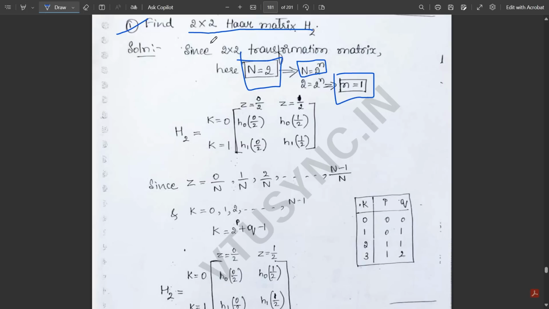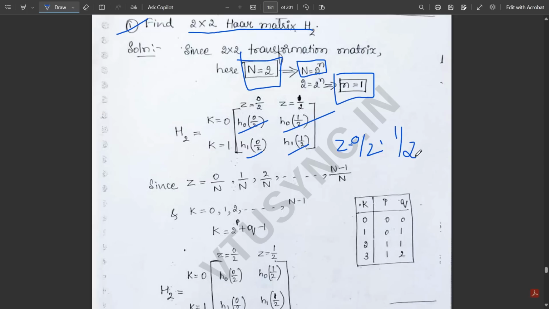Since they have asked for a 2 cross 2 matrix, this is the 2 cross 2 matrix built here, and the z value would range over 0 by 2 and 1 by 2, and the k value is either 0 or 1. These are the elements present in the Haar matrix: h0 of 0 by 2, h0 of 1 by 2, h1 of 0 by 2, h1 of 1 by 2. These four elements you need to find one by one. Since the z equation is 0 by n, 1 by n up to n minus 1 by n, and in this case n is equal to 2, you will get the values of z as 0 by 2 and 1 by 2.